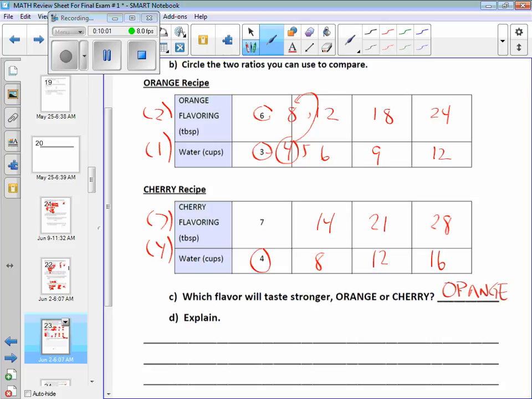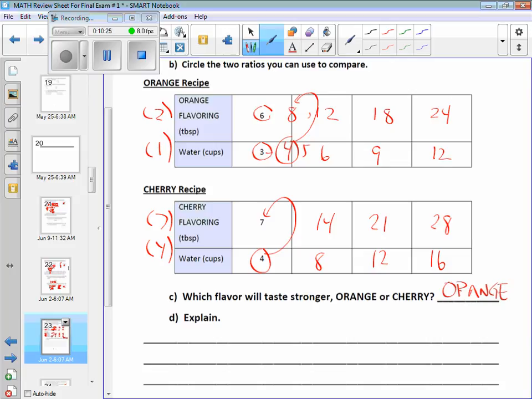And 4 cups of water with 7 tablespoons. They have the same amount of water. So when you have an equal amount of water, when the water is being held constant at whatever value it is, the flavoring that has more tablespoons is going to taste stronger. So in this case, 8 is more tablespoons than 7, so the orange tastes stronger.